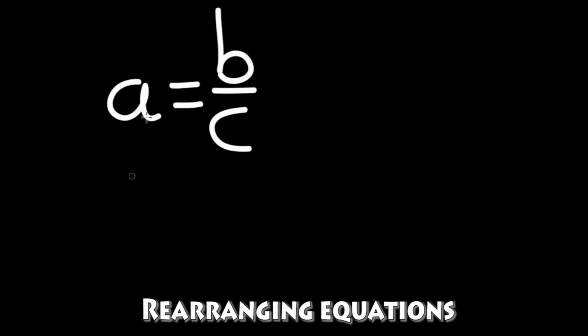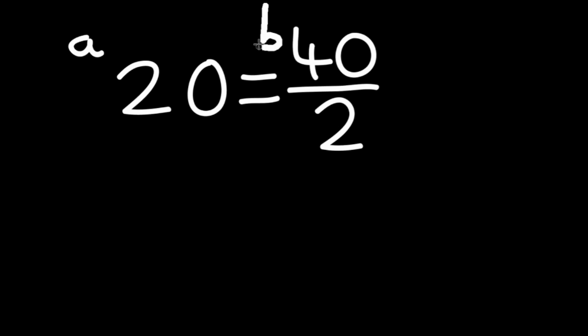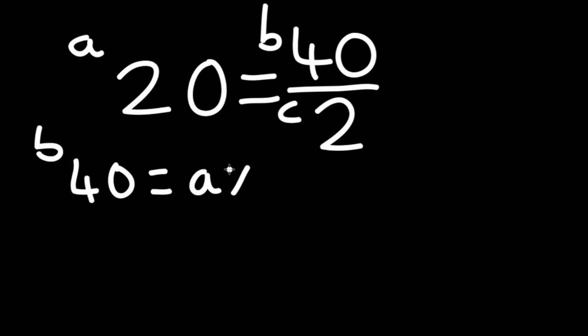Before we can start, we need to know how to rearrange these simple equations. If A equals B divided by C, what does B equal? And what does C equal? We can substitute A, B, and C for numbers that will produce a correct answer. If we want to make B the subject of the equation, 40, we have to multiply A, 20, by C, 2. So B equals A times C.